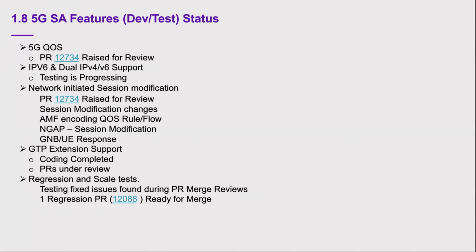This is a bit more detail on the features which are not ready for release. So the first one is 5G QoS. There is a PR which is raised for review, and the IPv6 we discussed is just mainly testing, but network initiator session modification and 5G QoS is the same PR, a merged PR with the related issues, mainly tied up with session modification changes and AMF encoding QoS rules and flows, and there are NGAP session modification changes and managing the response from gNB and UE. So once these get merged, I think that brings these two features very close to closing.